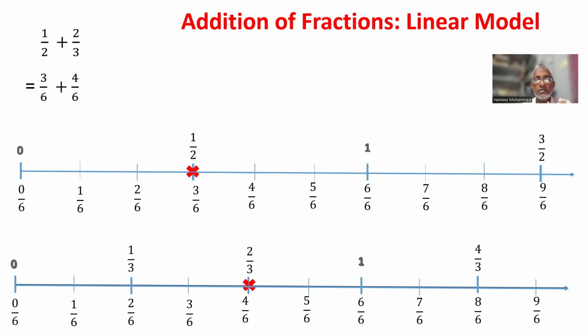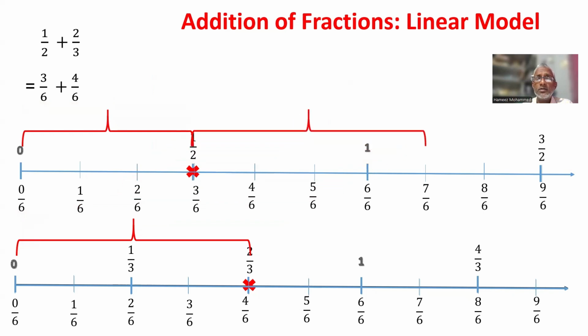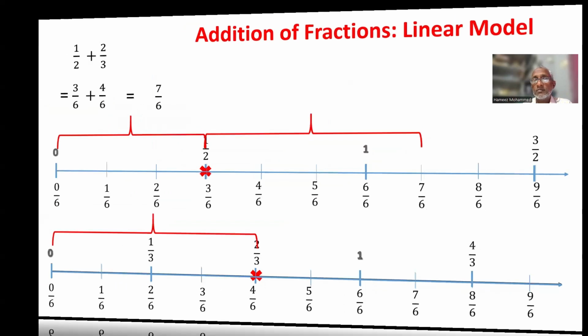So a half is 3/6, 2/3 is 4/6. So let's indicate this by little curly brackets here to show the distance of a half. And then one for 2/3, just 4/6. And if we're adding them, putting one next to each other, then we're going to have 3/6 and 4/6, and that's going to give us 7/6.